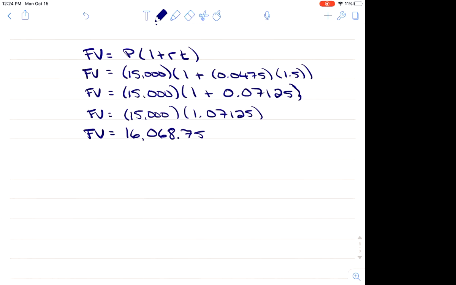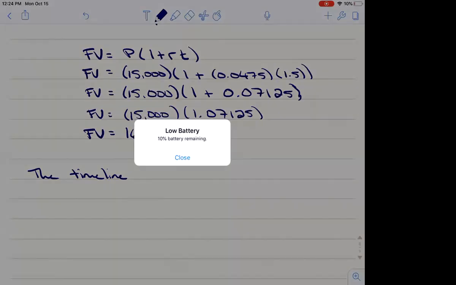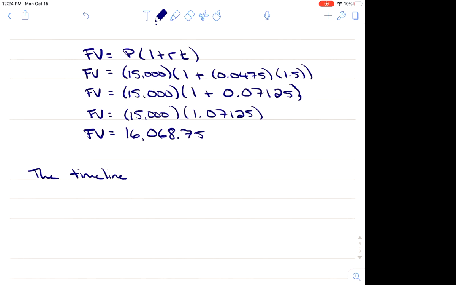I guess I should have done a quick timeline of this when it's kind of this straightforward. Well, I guess it's a good place to start. A timeline. The timeline. It would look like this.